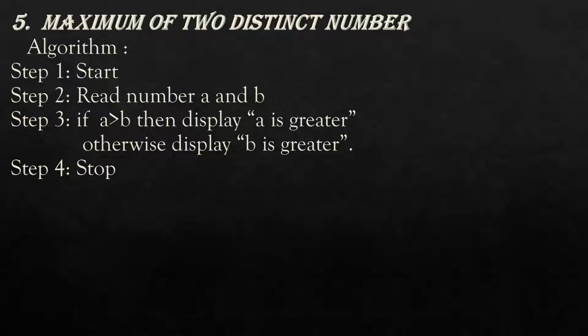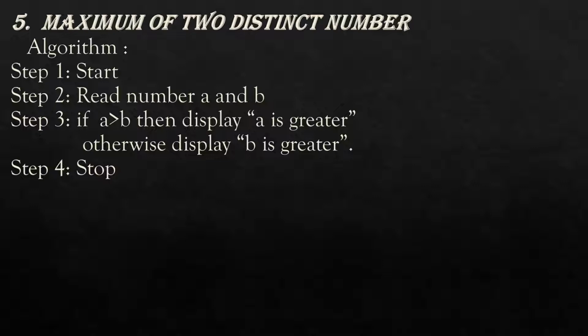Step 1 is start, step 2 is read numbers a and b. The computer will read the numbers a and b. In step 3, if a is greater than b, then display a is greater, otherwise b is greater. So let's take an example. a equals 20 and b equals 10.